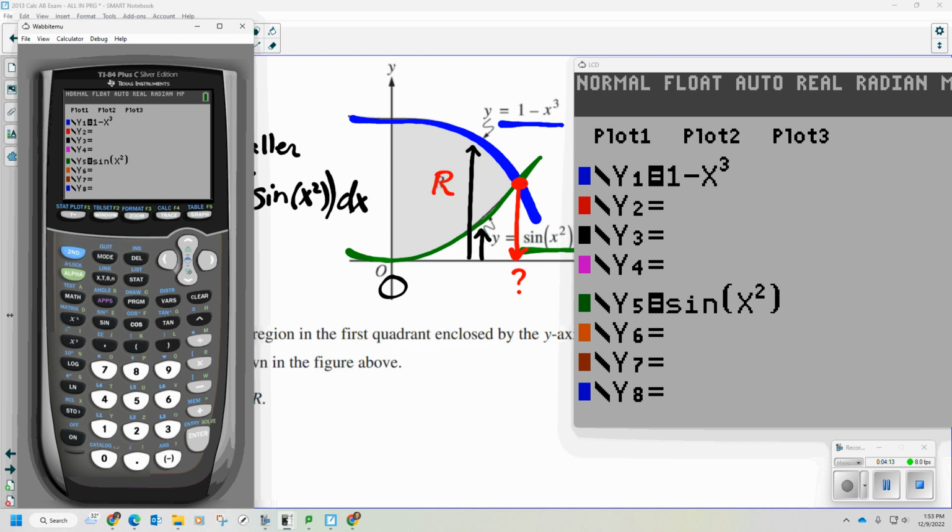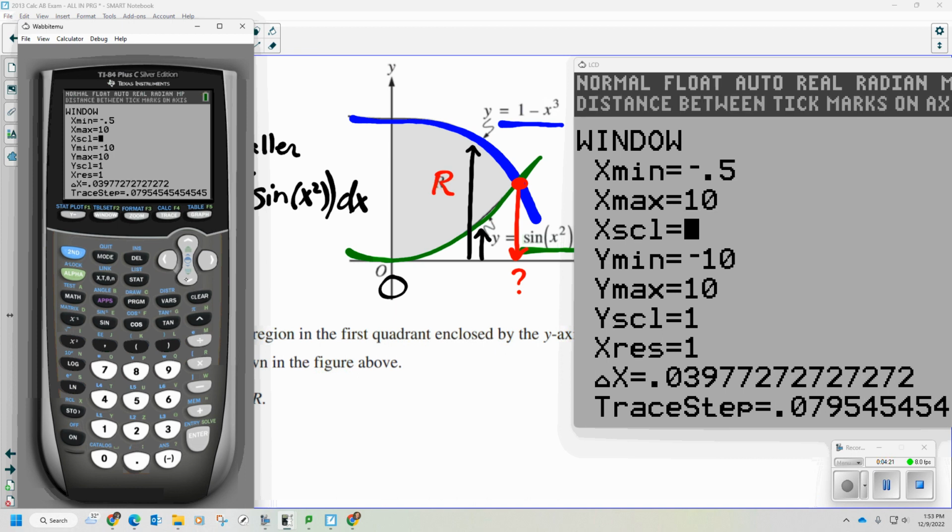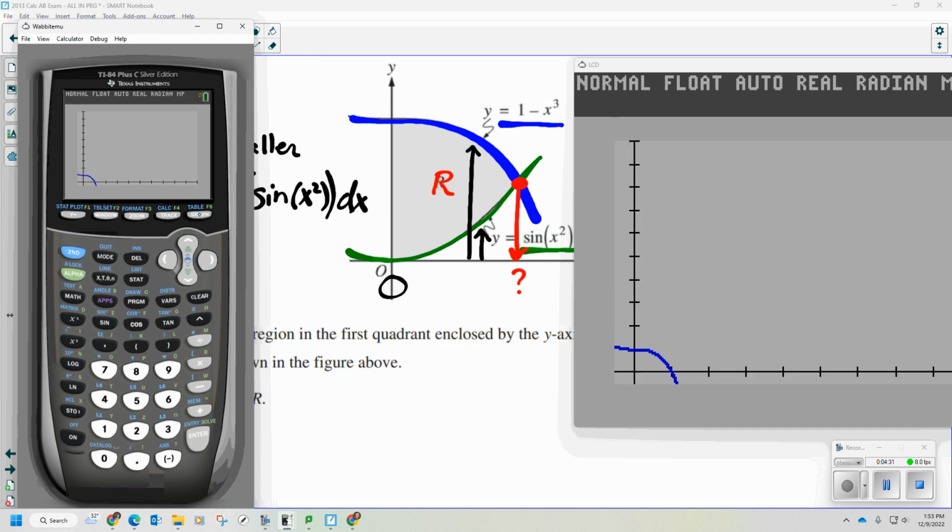Let's change my window. I really don't care to go much further than 0, so I'm going to go to negative 0.5 on the x-axis. I really don't care to go too much below the x-axis into the negative y, so negative 0.5. And let's graph this. Let's see what happens.